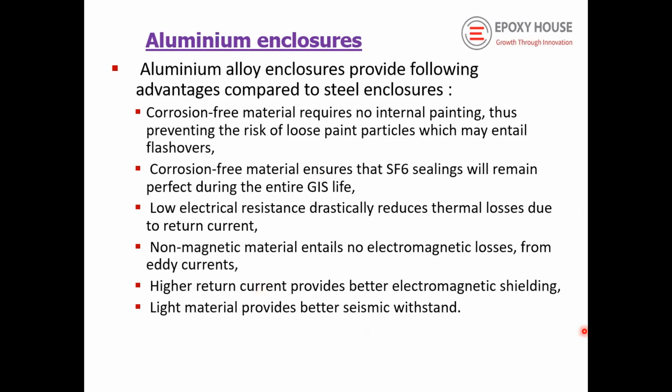Aluminum is also a relatively lower density material. The density is about 2.7, compared to steel at 7.65, so it is almost one third of the weight, and the strength to weight ratio is very good with aluminum. That is the reason why aluminum enclosures are suggested for use everywhere.